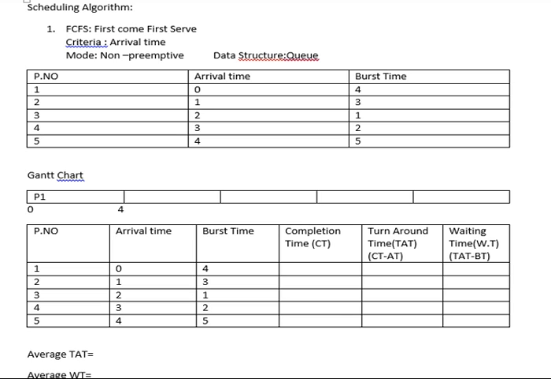Now when I say 0 to 4, these are the time slots from 0 to 4. At the time interval of 4, you can see the arrival times are from 0 to 4. That means by the time P1 finishes its execution, all the other processes have arrived. Since this is the first come first serve algorithm, we have to execute first the process which has come first, so we go based on the arrival times.